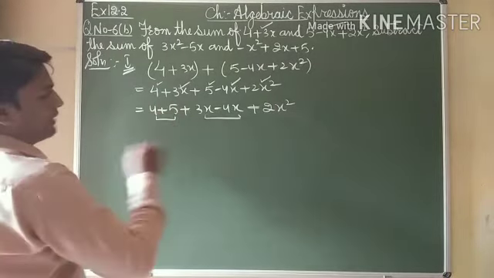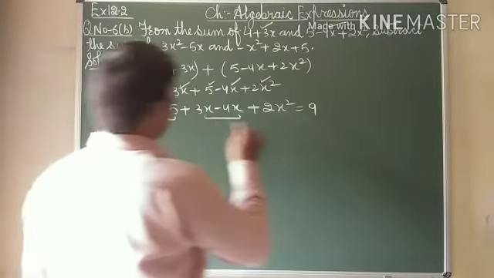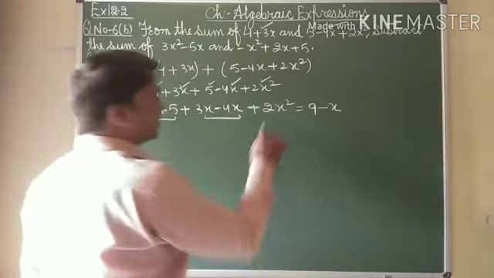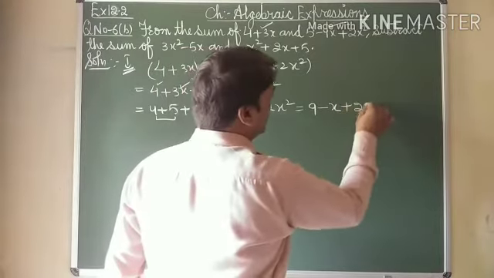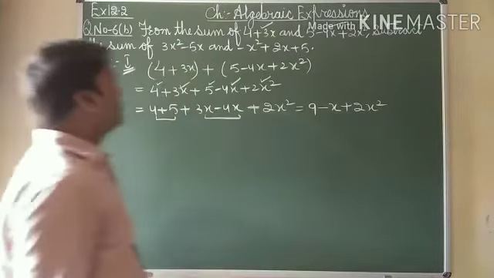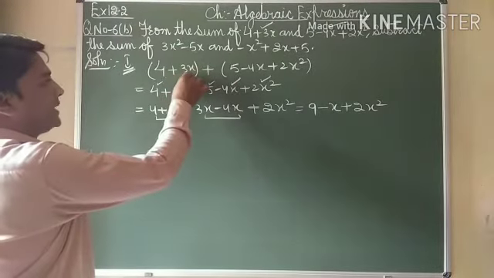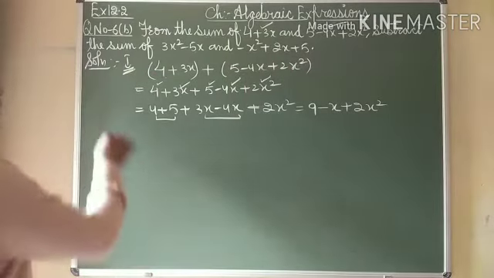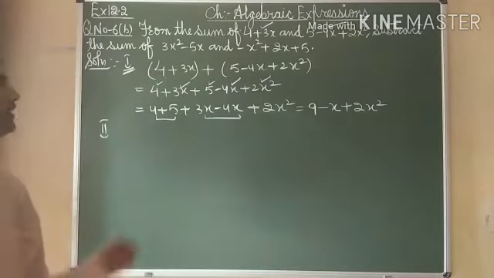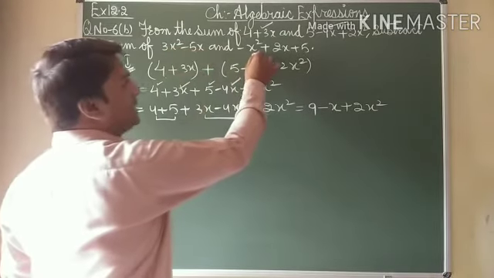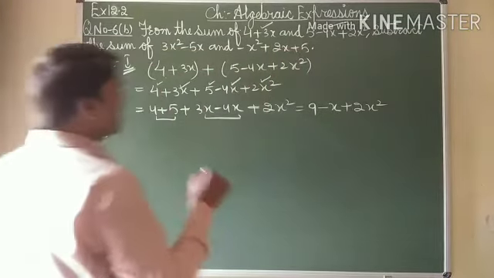Now 4 plus 5 is 9. 3x minus 4x is minus x, plus 2x square. Therefore 9 minus x plus 2x square is the sum of 4 plus 3x and 5 minus 4x plus 2x square. Now find the sum of algebraic expressions 3x square minus 5x and minus x square plus 2x plus 5.